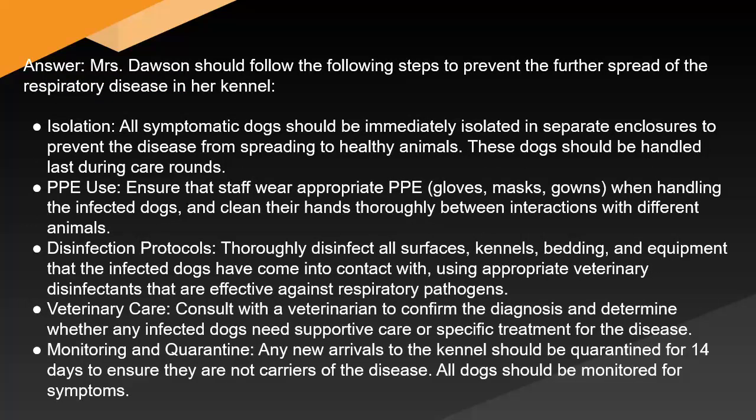Dawson should follow the following steps to prevent the further spread of the respiratory disease in her kennel. Isolation. All symptomatic dogs should be immediately isolated in separate enclosures to prevent the disease from spreading to healthy animals. These dogs should be handled last during care rounds. PPE use. Ensure that staff wear appropriate PPE, gloves, masks, gowns when handling the infected dogs, and clean their hands thoroughly between interactions with different animals.